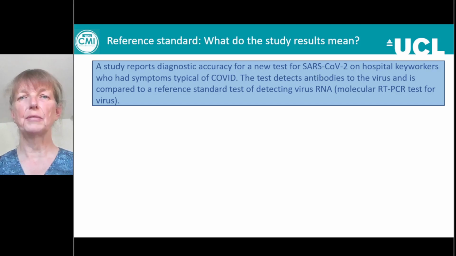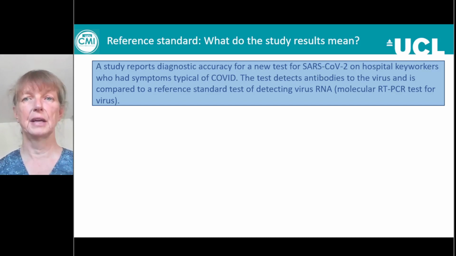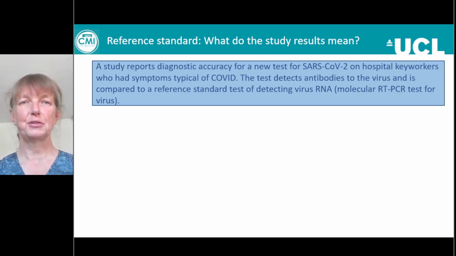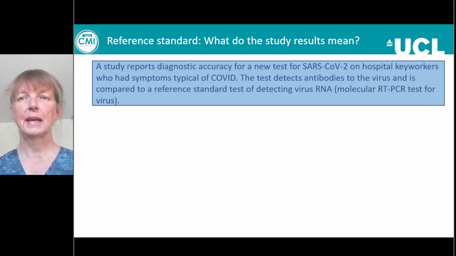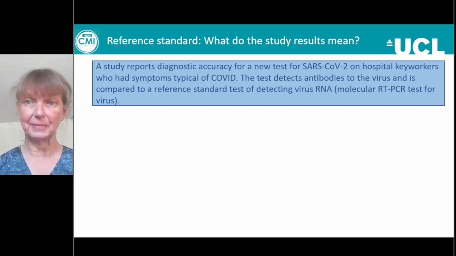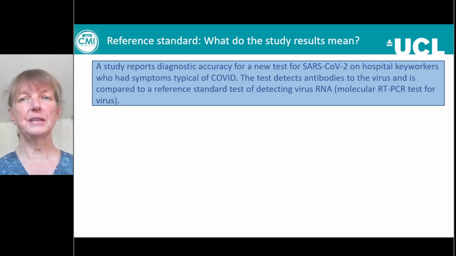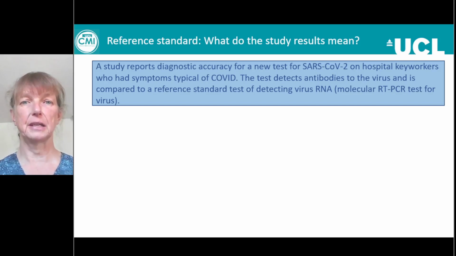So here's an example of a study that looked at the diagnostic accuracy of a new test for SARS-CoV-2, and they enrolled hospital workers who had symptoms typical of COVID. SARS-CoV-2 is the virus underlying COVID-19. And the test was an antibody test, which was measuring IgG in the blood, and it was measuring antibodies to the virus. And it compared them to a reference standard test of detecting virus RNA, so that's an RT-PCR molecular test. And this reference standard test was looking at nasopharyngeal swabs, so mouth or throat swabs.